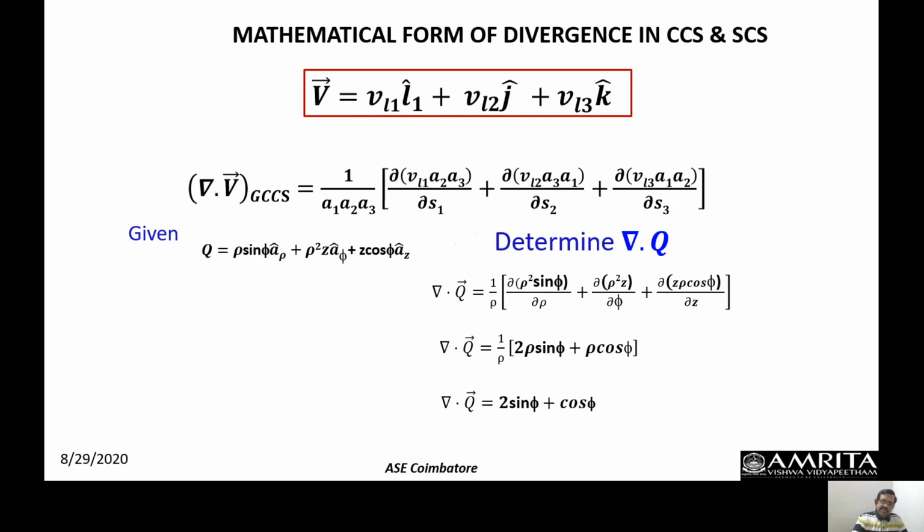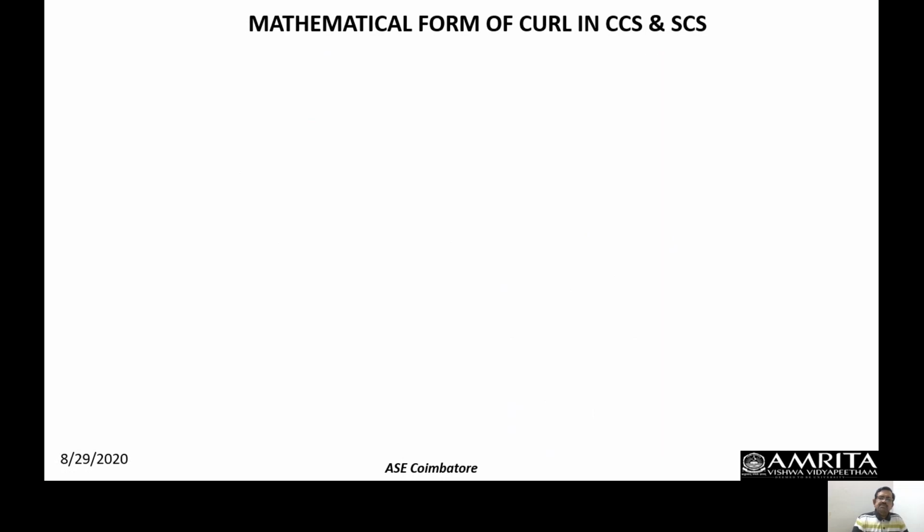All I need to do is, because there is no z and rho component here, all I need to worry about is the angle, which is 90 degree. Sin 90 is 1, cos 90 is 0. So at that point, del dot q, the answer will be simply 2. Okay, so you can get that. That is the way to do the problem.